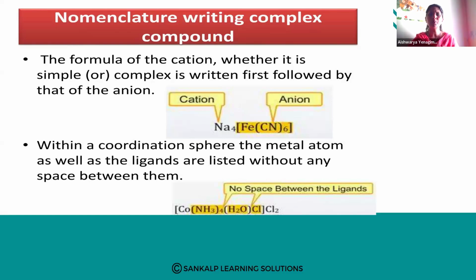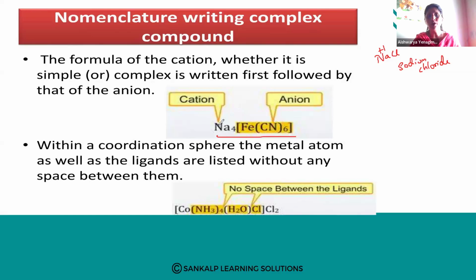Now, simple compounds. We'll be writing the compound, say NaCl. When we write NaCl, how do we read it? Sodium chloride. We read it as sodium chloride. See, what is sodium? Na plus 1. Chloride is minus 1. So whether we are talking about a simple ion, simple compound or a complex compound, always we write the cation first and that is followed by the anion. Same thing in case of complexes also.